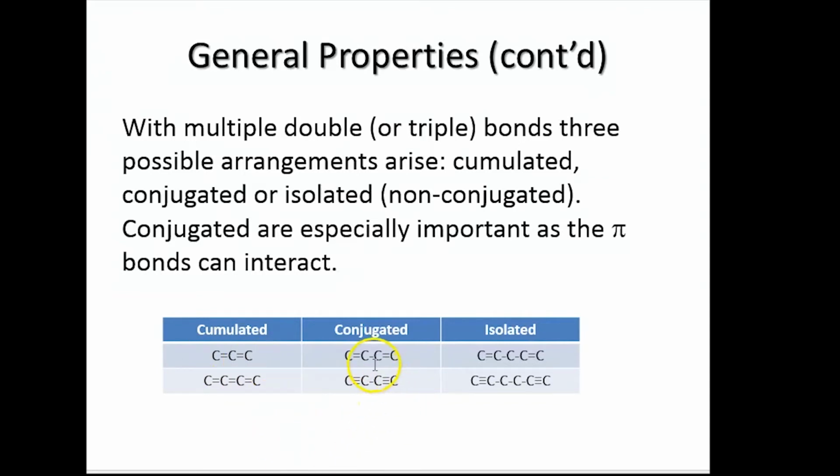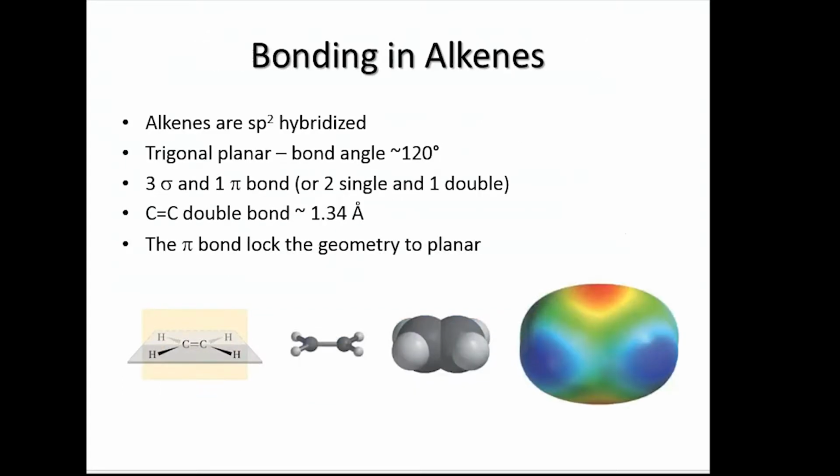Conjugated, note, have one space, so there's a single bond in between the double bonds. And isolated double bonds have more than one space, right? More than one carbon-carbon bond between them. This is important later on for certain types of reactivity.